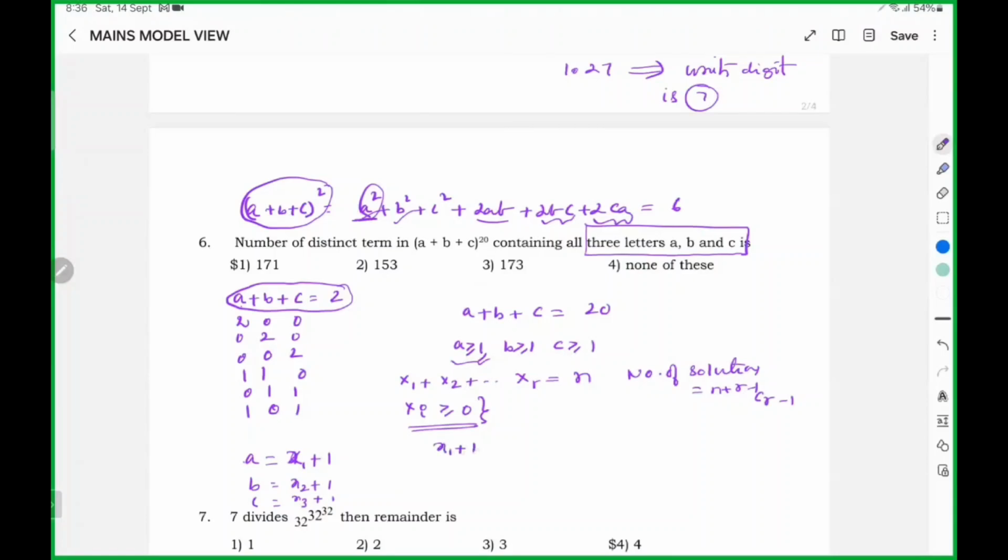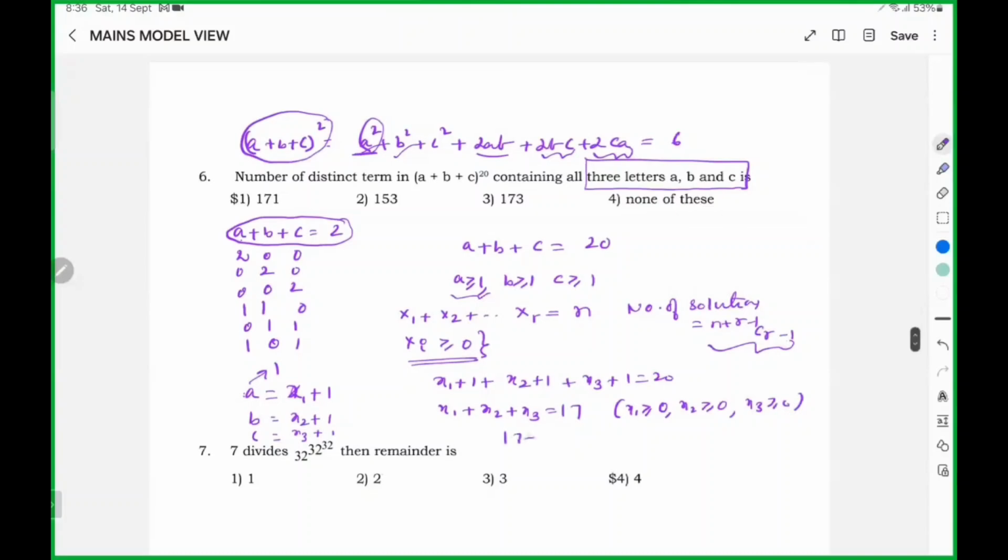So I'm writing (x1 + 1) + (x2 + 1) + (x3 + 1) = 20, so x1 + x2 + x3 = 17. The 1s get cancelled, and here x1 ≥ 0, x2 ≥ 0, x3 ≥ 0. Now I can apply this formula: (17 + 3 - 1)C2 = 19C2 = 19 × 18 / 2. Totally you have 171 terms.